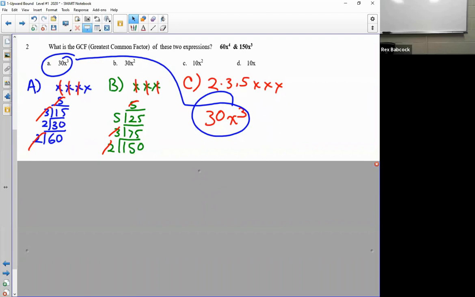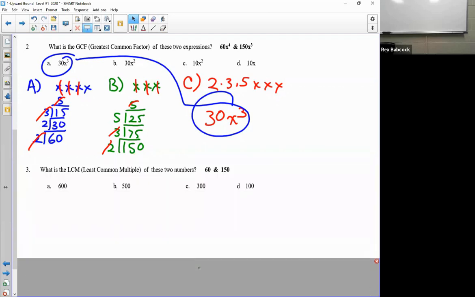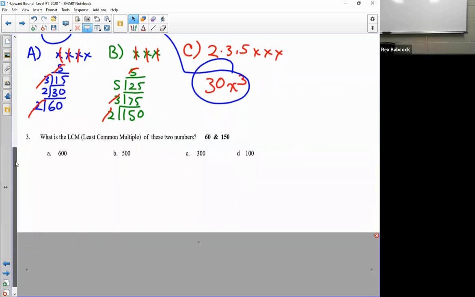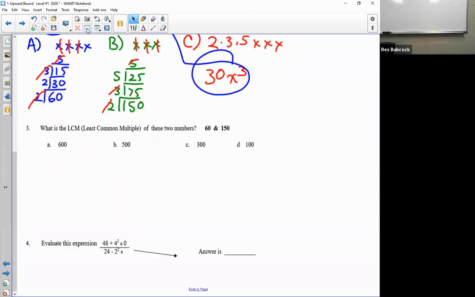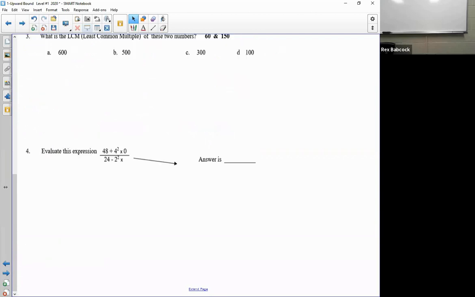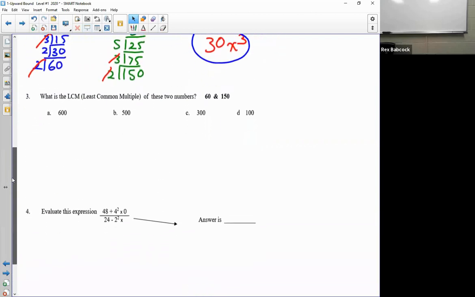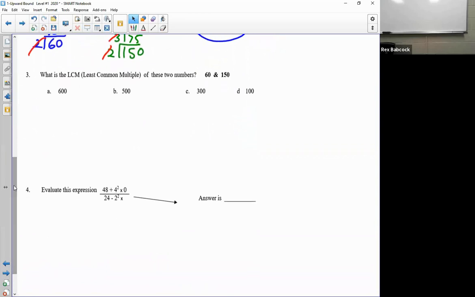Okay, let's do number 3, which is the greatest common factor. You've got to find it to get the least common multiple. The least common multiple. What would your step A be? Anybody tell me? You got your first step? Let's find the greatest common factor.